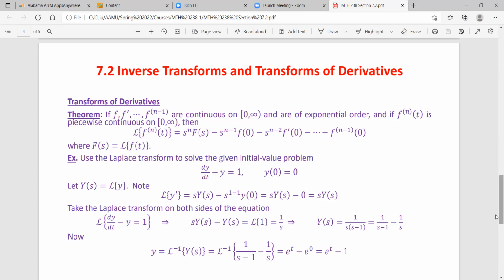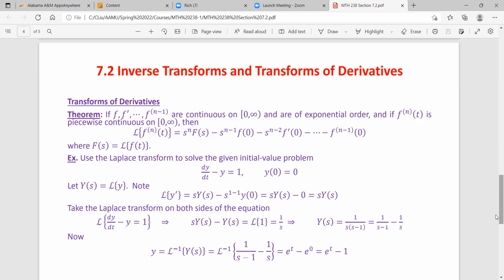This can be easily proved by using the definition of the Laplace transform and the technique of integration by parts multiple times. Then you have to use the definition of improper integrals also. But we're not going to discuss that in detail here. Just use this theorem or formula. So let's just do a couple of examples.